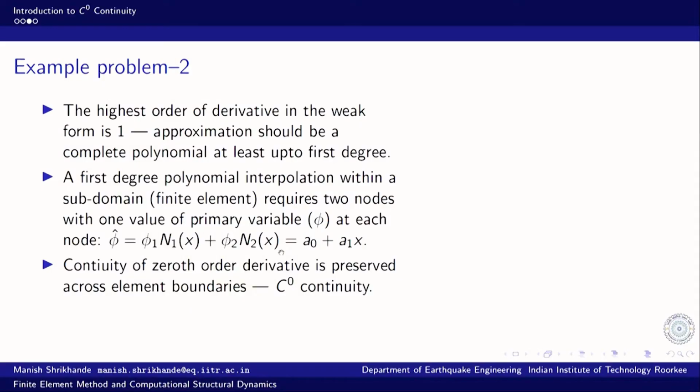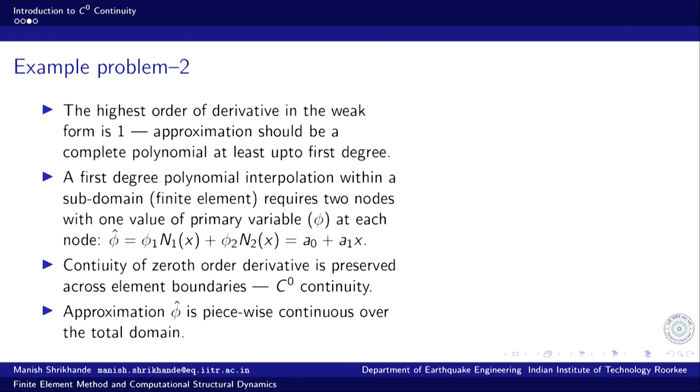So, continuity of the zeroth order derivative is preserved across the element boundaries. For one element we have this approximation and for the next element we will have a similar approximation. Those are independent approximations, except that adjacent elements will share a node in common, and once the node is shared, the function value is preserved at that point. So, the continuity of the zeroth order derivative in this model of approximation is preserved across the element boundaries, and this is referred to as C0 continuity.